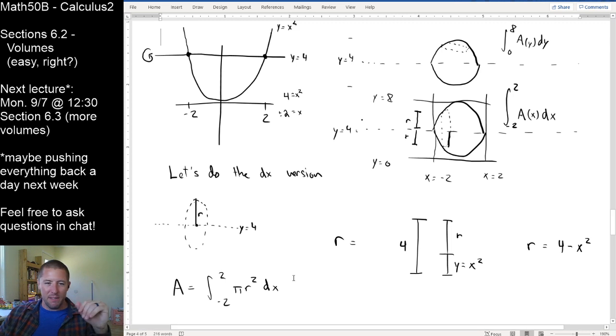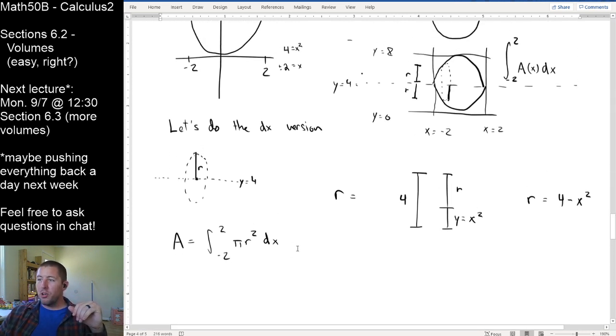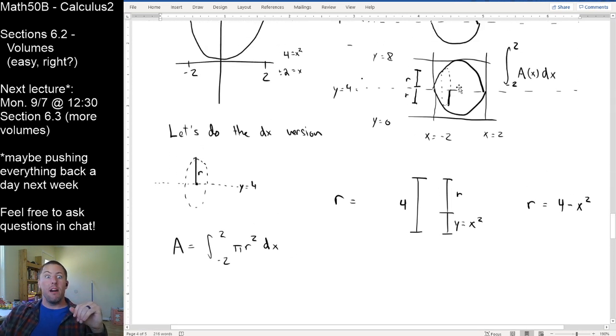Right? So let's finish up the problem now. So now that we stopped and were very careful about what the radius was of this circle, the full distance was 4 minus the height of the parabola, which gives us the remaining height. That's the radius right there.